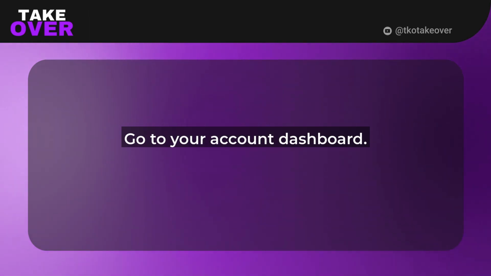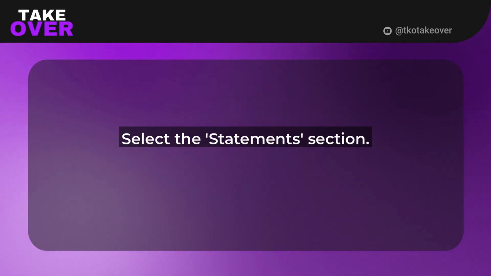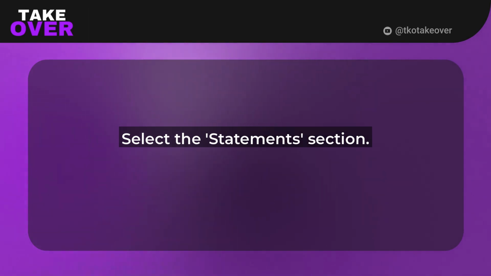Now, head to the main dashboard. You'll see your accounts listed at the top. Tap on the account you want the statement for, like your everyday banking or savings. Next, scroll down and look for the Statements or Documents section. It's usually under a menu icon or directly on the account page.